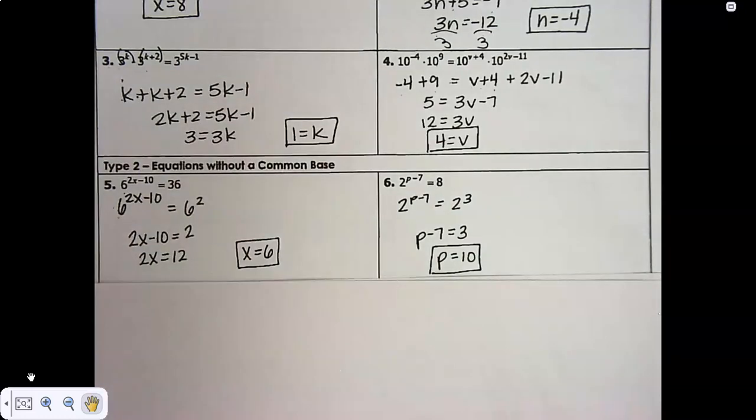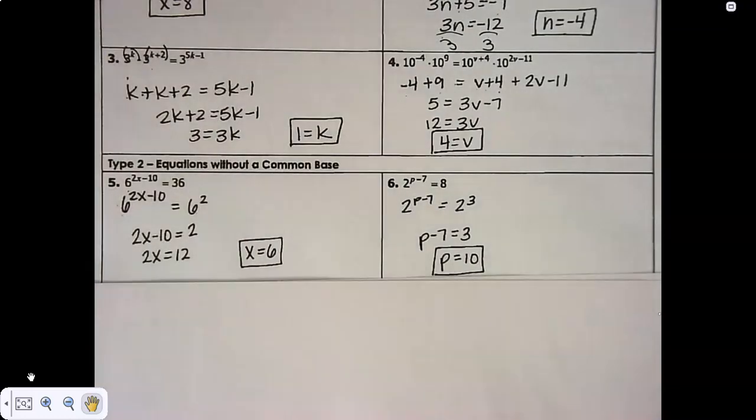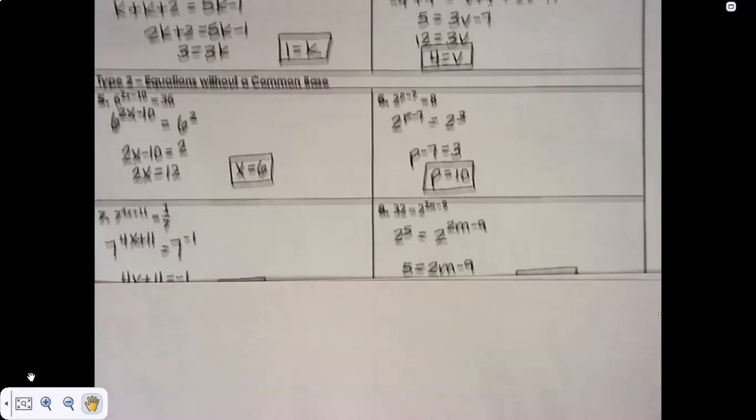Not too bad. We're about a third of the way through our notes? Let's go on to numbers 7 and 8.